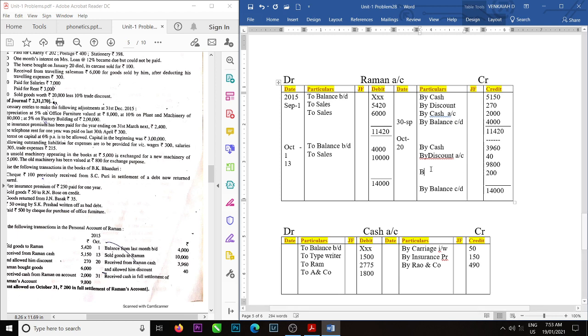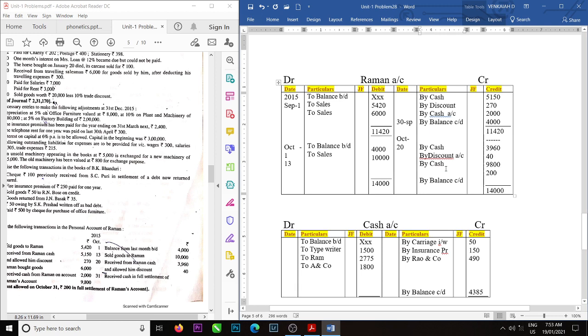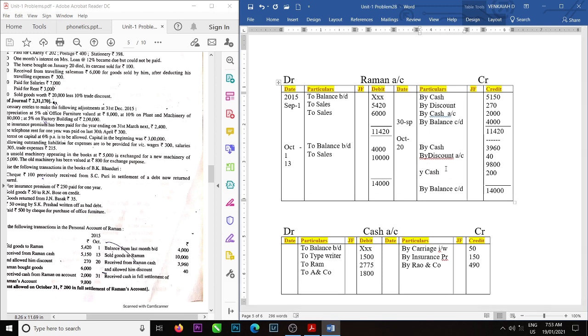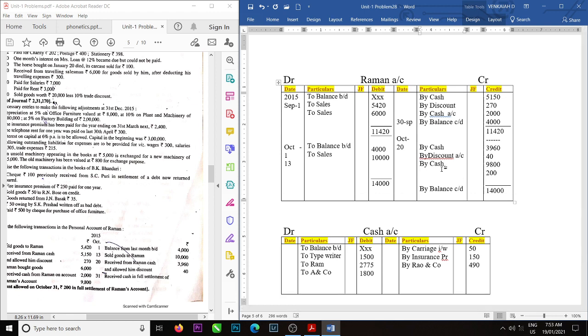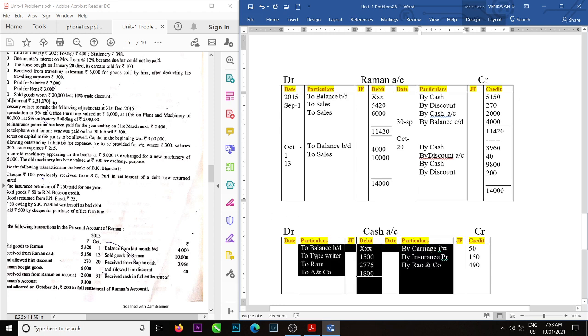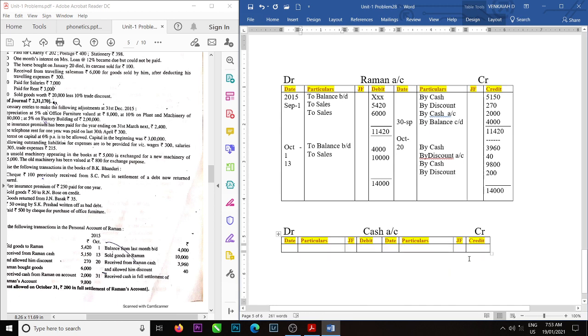So we will close Raman account by cash 9,800 and by discount 200. Okay, Raman account is closed. Raman account is tallied. Raman account is closed. This cash, next gen ledger account, we will learn in the next problem. One more, so understanding the Raman account, the journal entry.